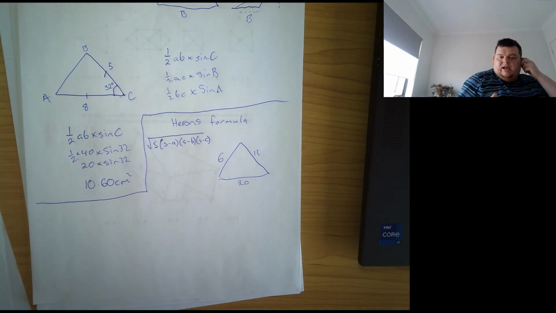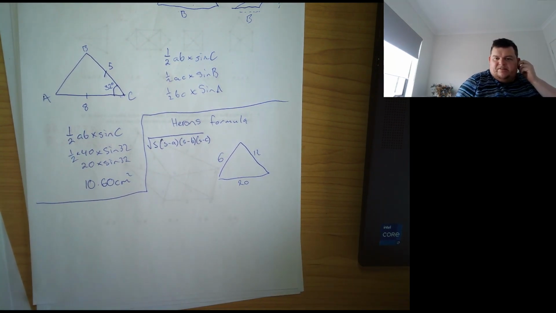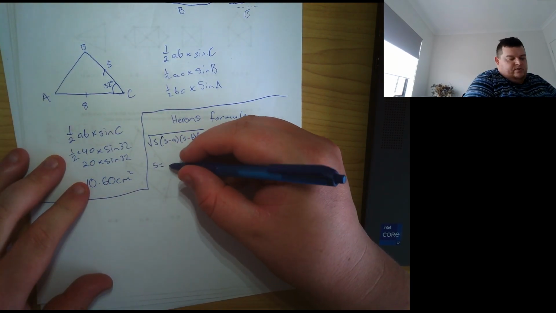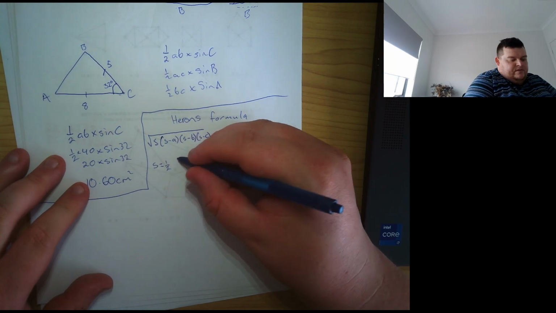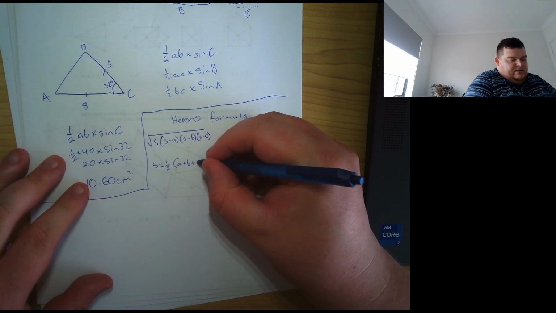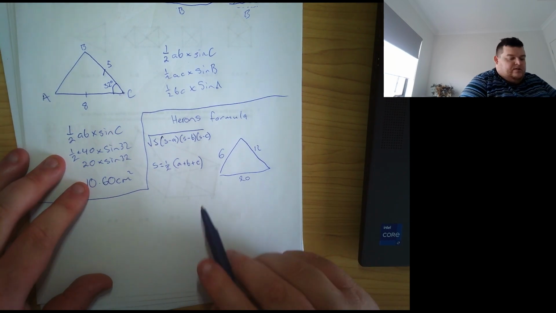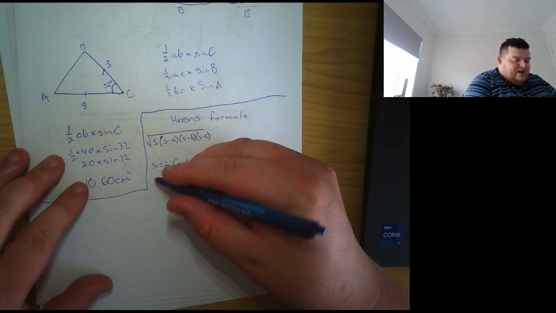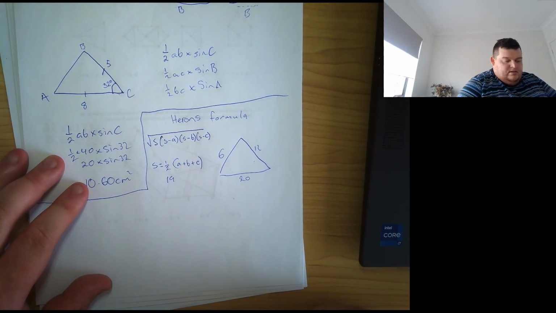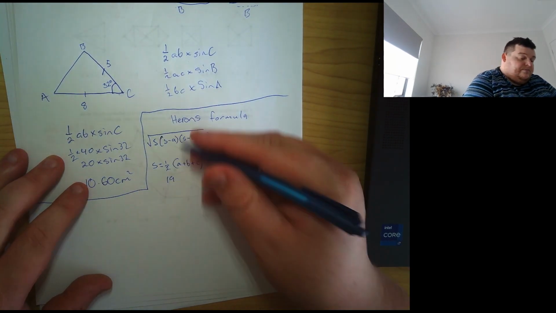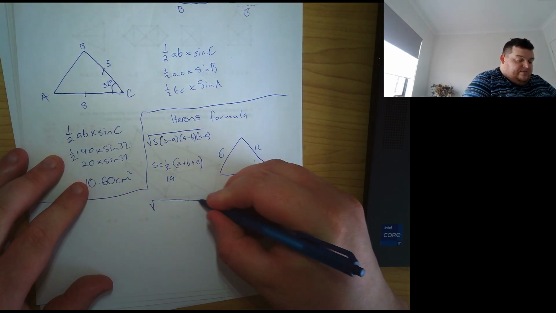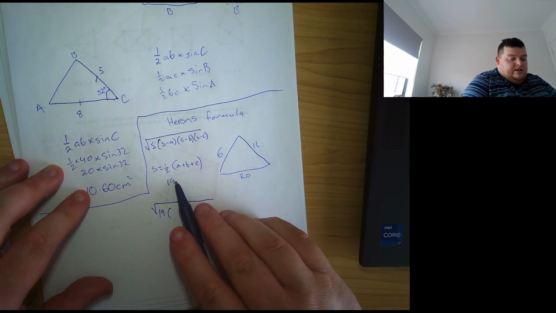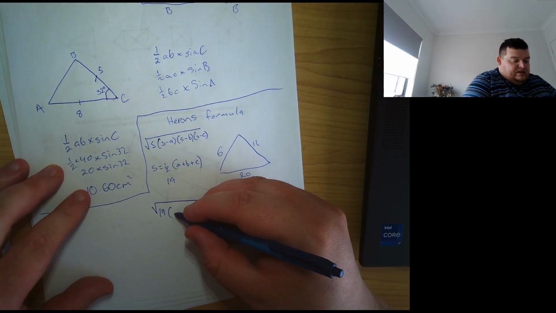S is like trying to find a midpoint sort of thing. It's called the semi-perimeter. To find S, you do a half of a plus b plus c. In this case, a plus b plus c is 26, 38, so half of that's 19. Which means I can rewrite this formula as 19 multiplied by 19 minus a, which we'll say is 6.